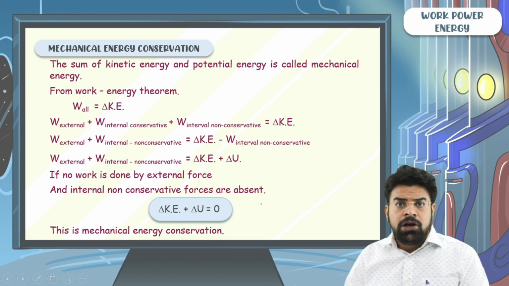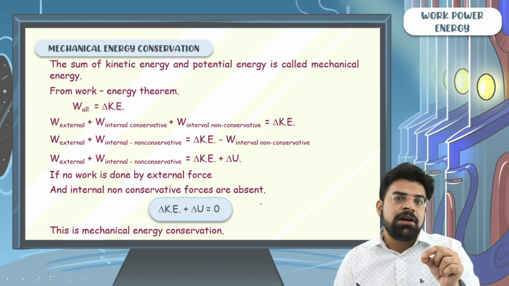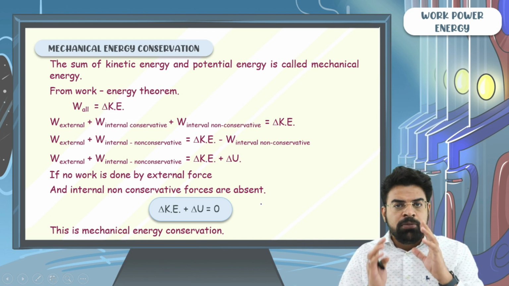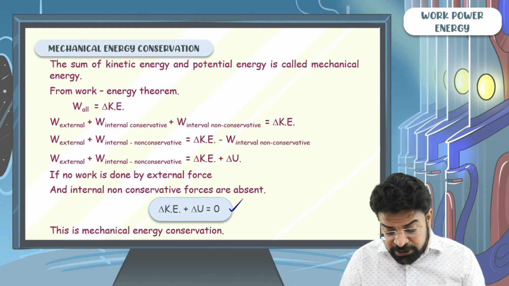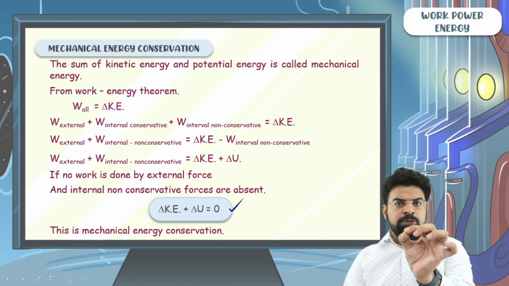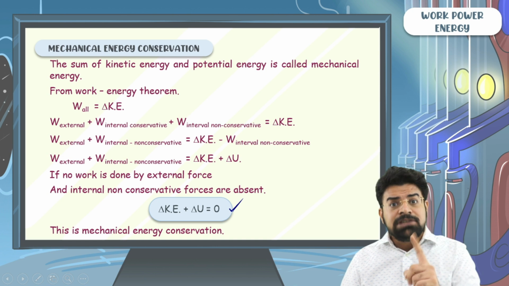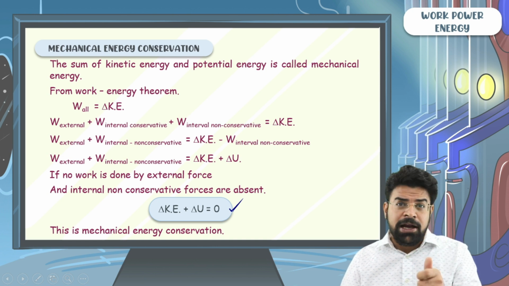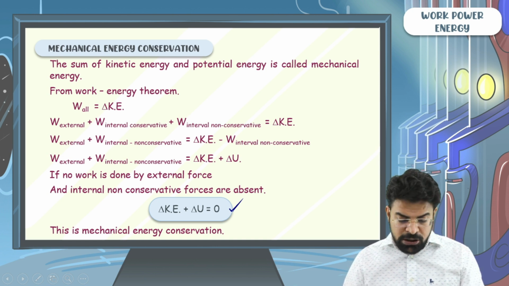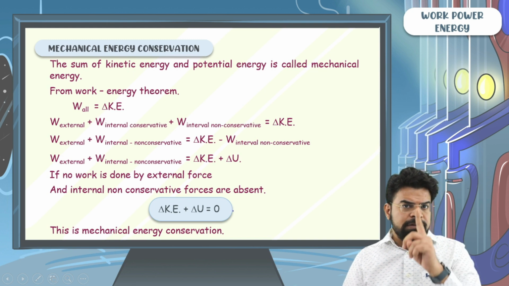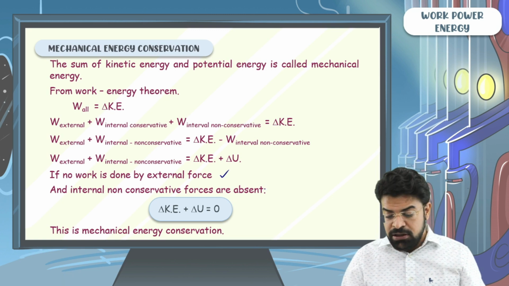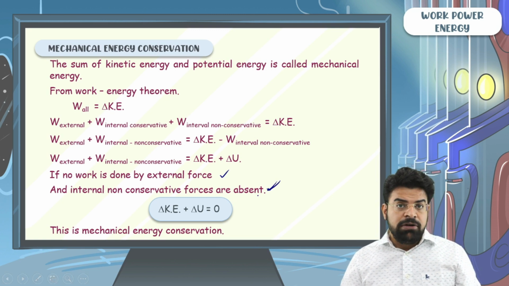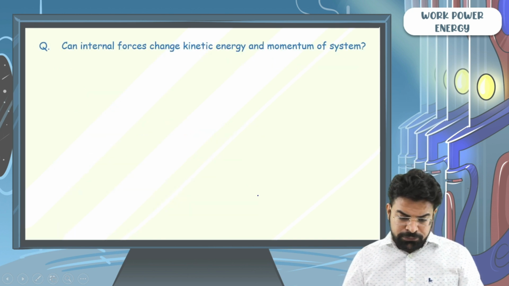Just the way knowing momentum conservation and knowing the condition when you can apply momentum conservation are both equally important, in the same way, knowing mechanical energy conservation, that the change in kinetic energy plus the change in potential energy equals 0, as well as the condition under which you can apply it, are equally important. So you can apply mechanical energy conservation when the work done by external forces is 0 as well as there is no internal non-conservative force present. So let's see one example.